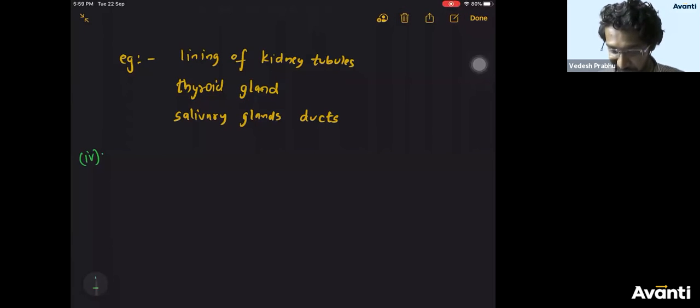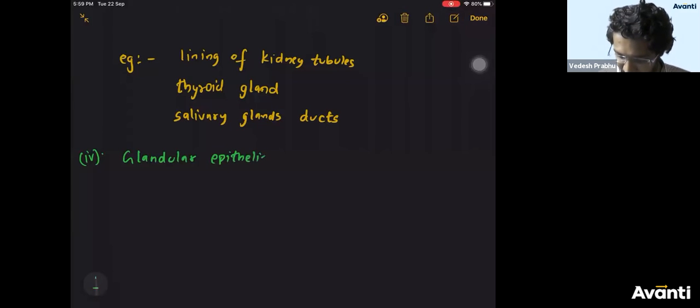So the last type we have is the glandular epithelial tissue. I'm just going to write the topic: glandular epithelial tissue. What is so special about this tissue? As the name indicates, these are there in your glands, which release hormones. In your 8th standard, I hope you would have learned about hormones. How many of you know about hormones, which you learned in your previous classes?